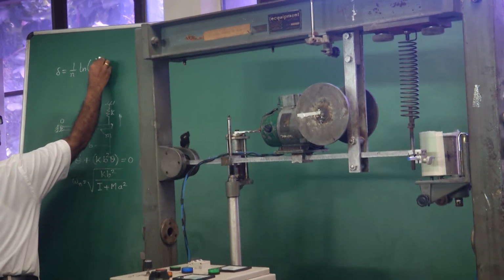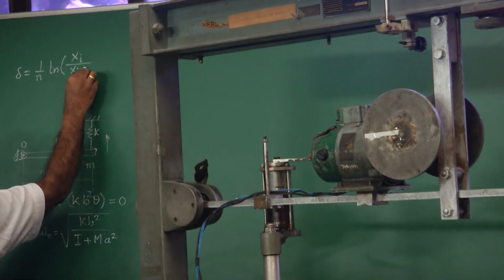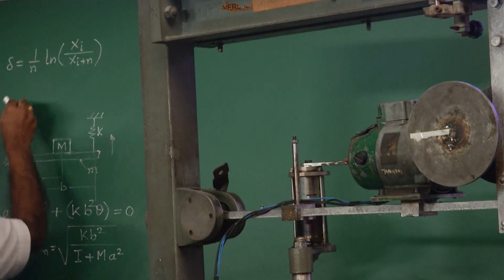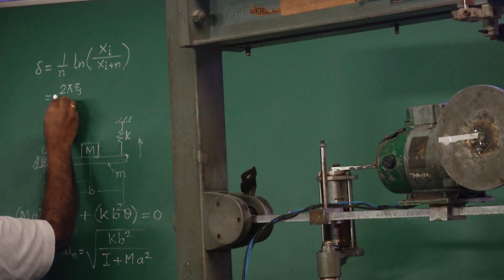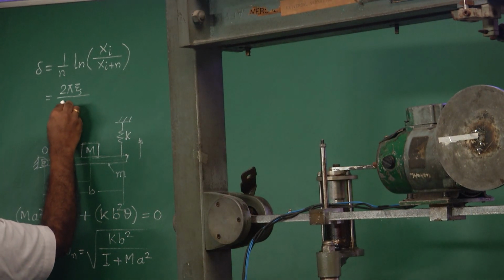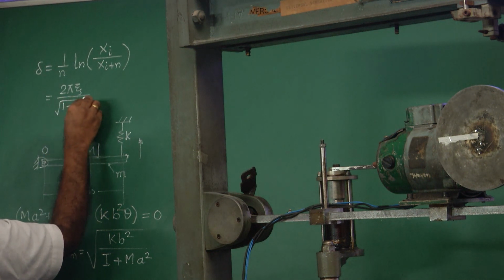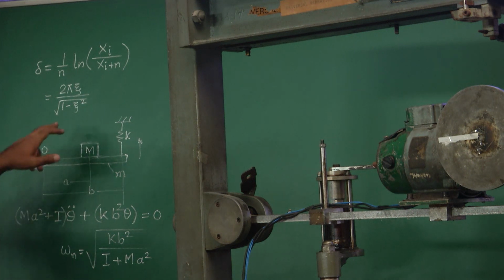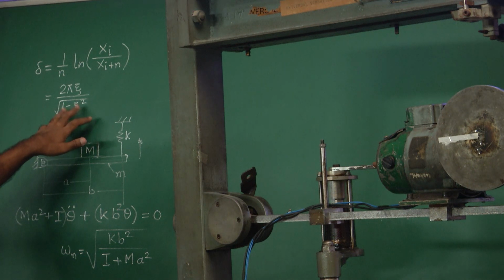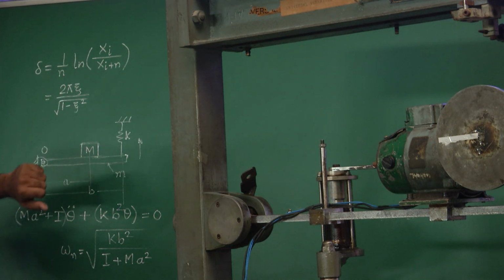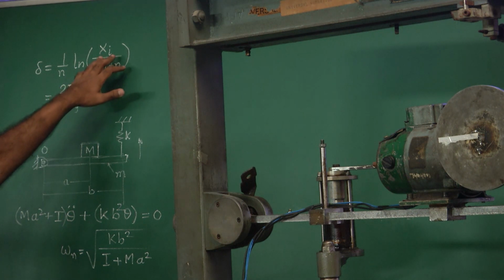Okay. So, either you take the ith cycle with respect to the (i plus n)th cycle, and this itself we all know is given by 2 pi zeta over square root of 1 minus zeta square. Okay. For very small damping, this denominator therefore turns out to be close to 1 and therefore can be neglected, but if you want to be more accurate, maybe you can consider the denominator, compare it with this value.